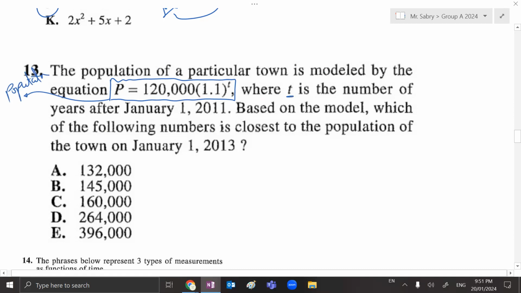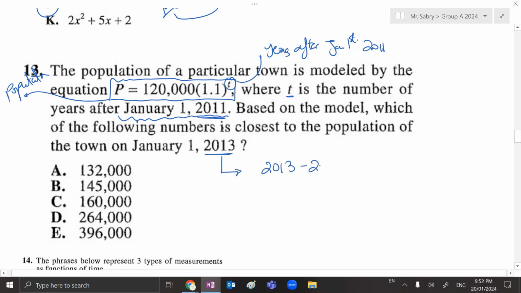And then where T is the number of years after January 1st, 2011. So T is years, but after Jan 1st, 2011. Based on the model, which of the following numbers is closest to the population of the town on January 1st, 2013? So from January 1st, 2011 to January 1st, 2013, how many years have passed?